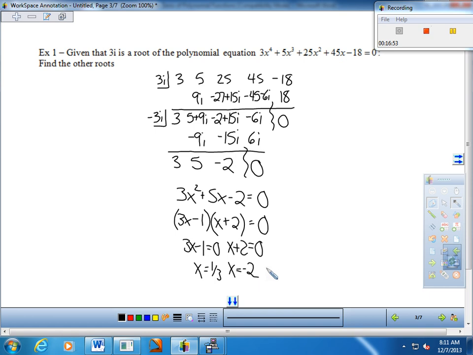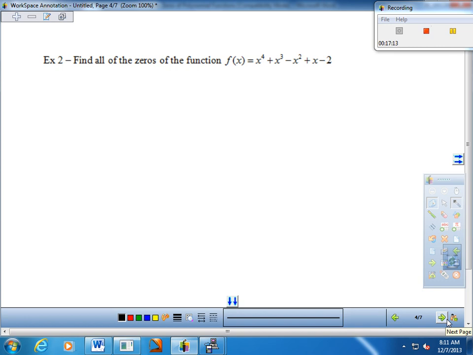So when I go ahead and write all my roots, it looks like the plus or minus 3i appearing as conjugates as we expected. And how about the 1/3 and the -2? All right. Good. So nice one there. A little synthetic division with imaginaries. Kind of cool. All right.